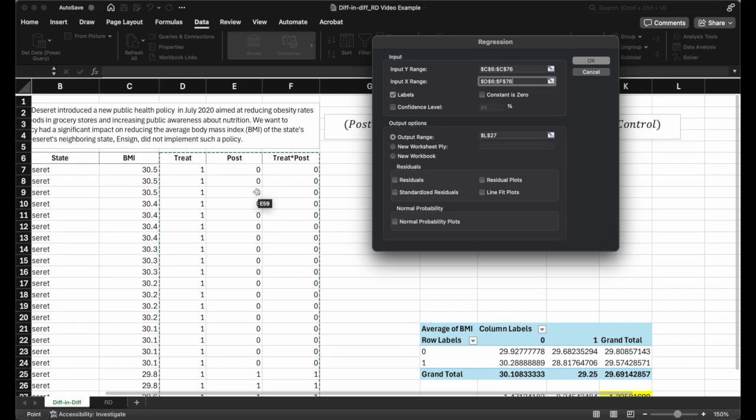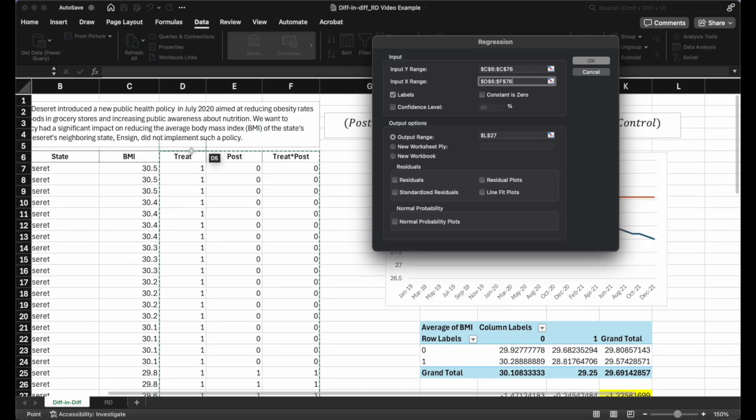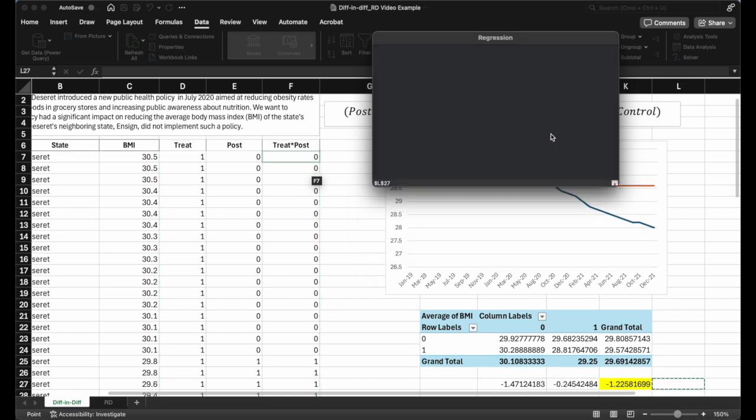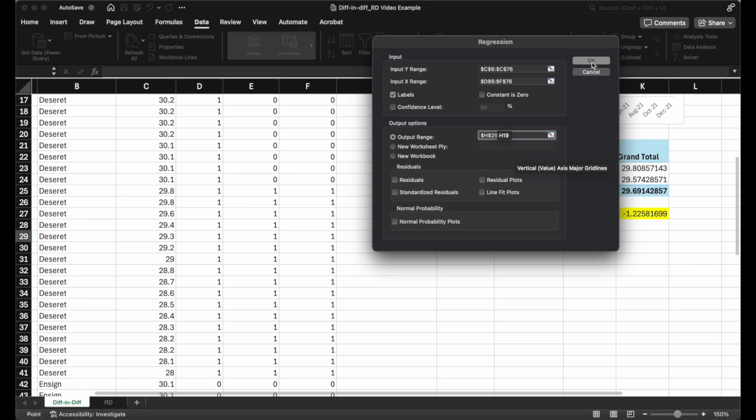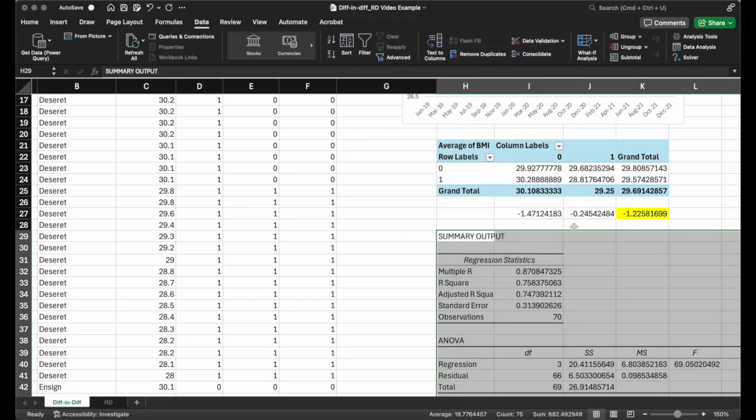Perfect. Now, one thing to note with Excel is that the x variables all have to be right next to each other. If there's something in between them, you're not going to be able to do it. That's kind of why we built it this way. They all need to be right next to each other for this to work in Excel. Last thing, we pick where we want the output to go, and we select OK.